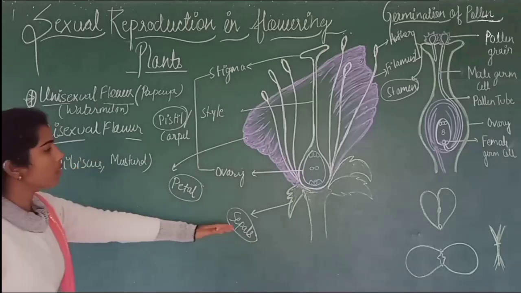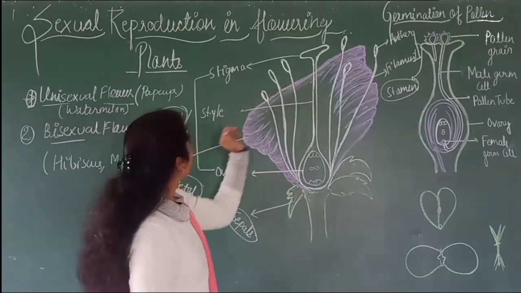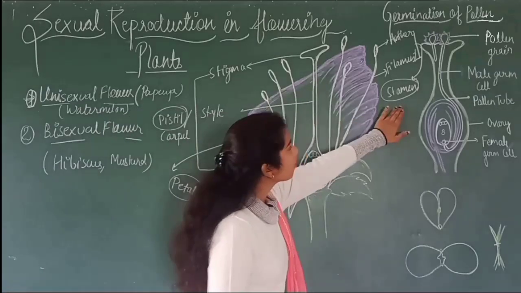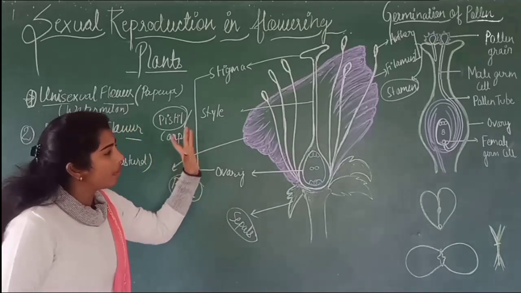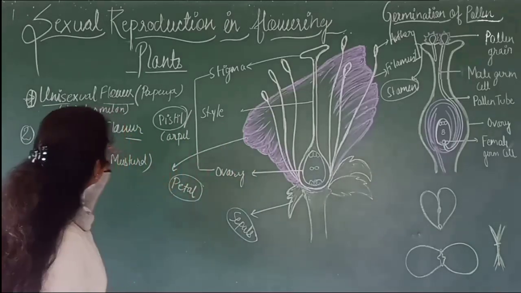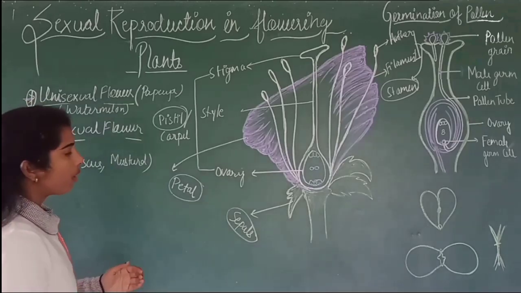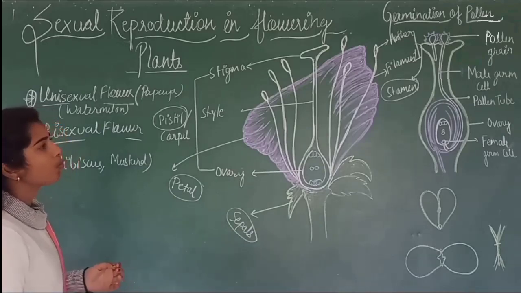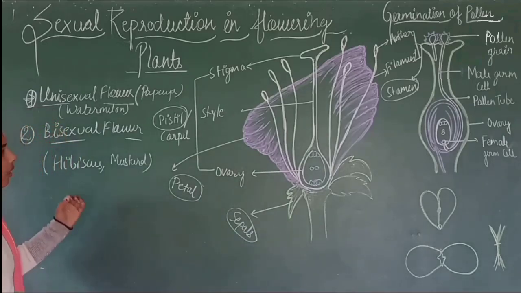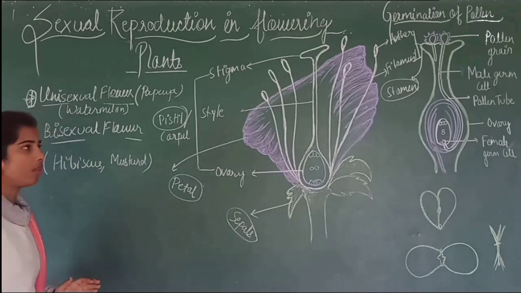We see in hibiscus, this is a flower of hibiscus, both the male part, the stamen, and the female part, the pistil or carpel, are present in the same flower, so it is a bisexual flower. Where only the male reproductive part is present in one flower and the other reproductive part is present in a different flower, that type of flower is known as a unisexual flower.